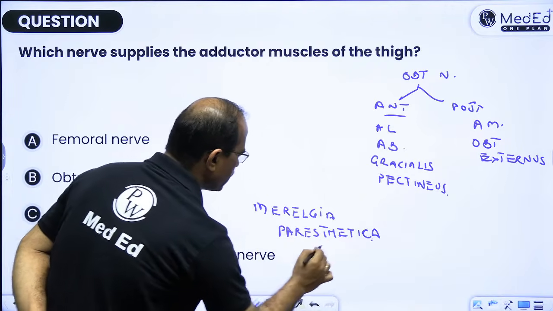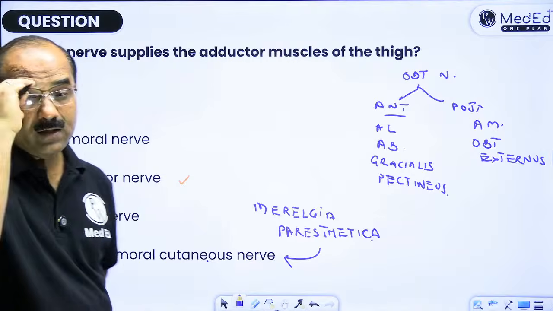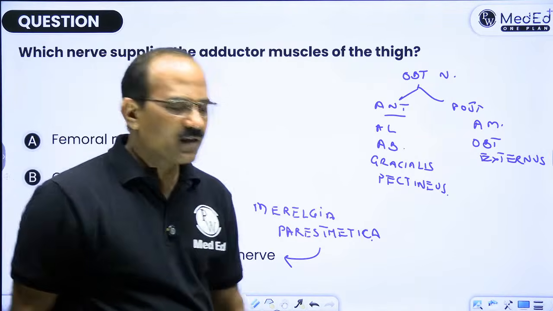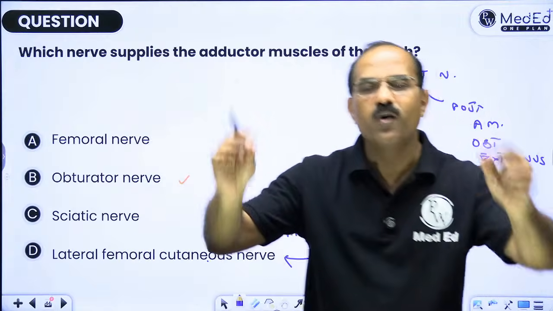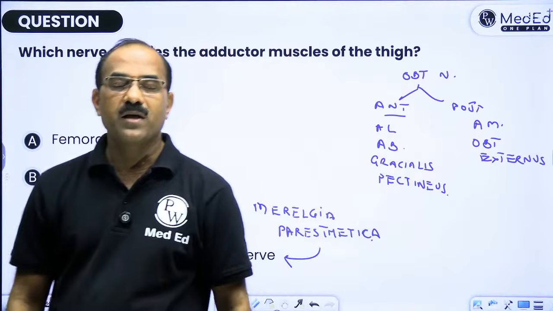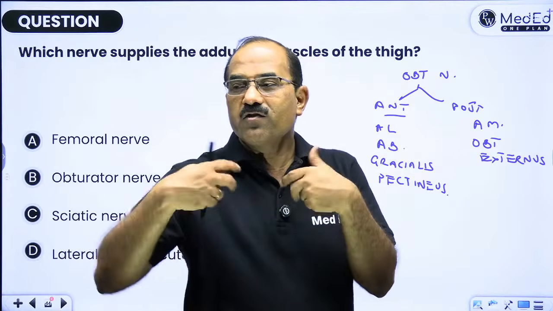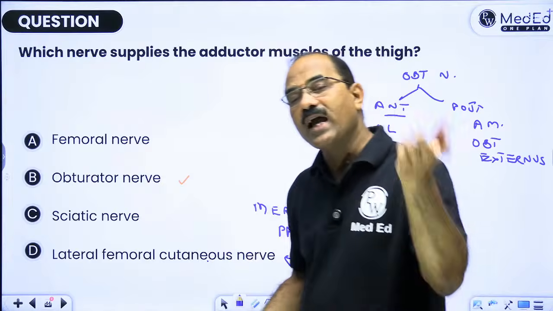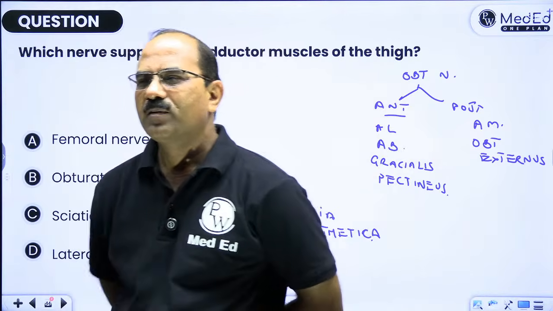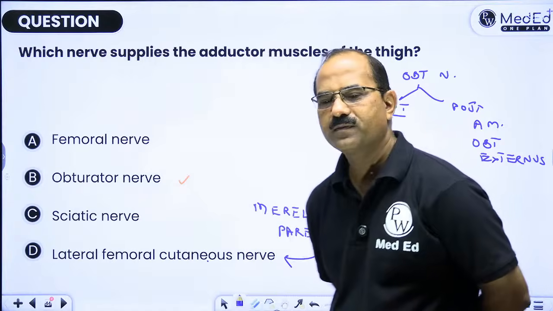Meralgia paresthetica. Meralgia paresthetica is the compression of, very good, Aditi, excellent. Meralgia paresthetica is the compression of the lateral cutaneous nerve of thigh against the inguinal ligament. Person will complain of paresthesia, tingling and numbness along the lateral aspect of the thigh. Perfect hai? Okay.